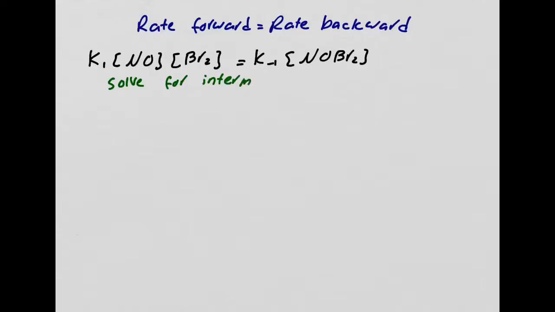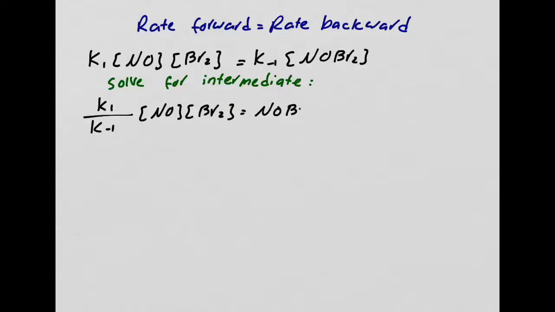Now what we are going to do is solve for, or isolate, the intermediate. I want to move this one to the other side so I can isolate the intermediate. It will be K1 over K minus 1 times NO times Br2 equals NOBr2. You following me so far?